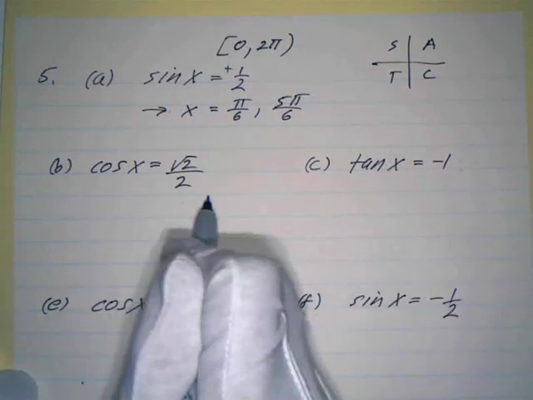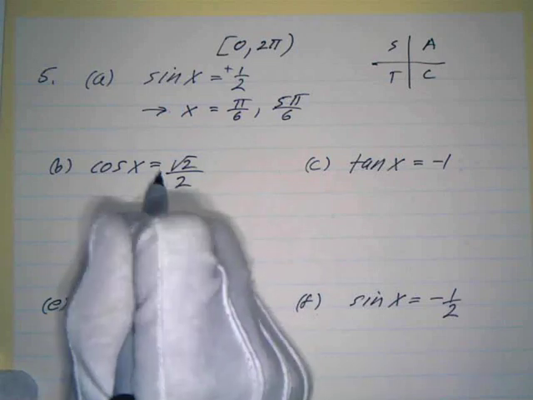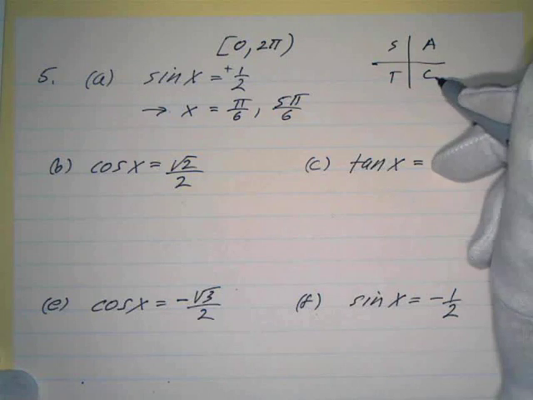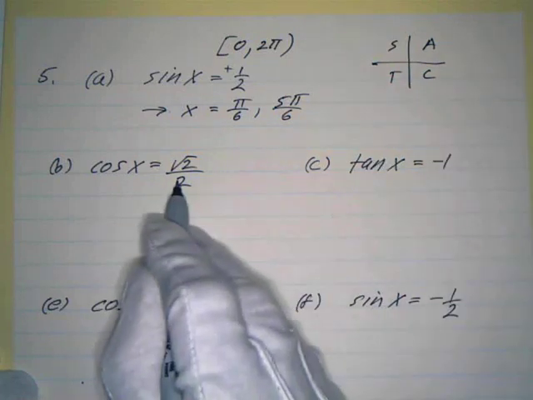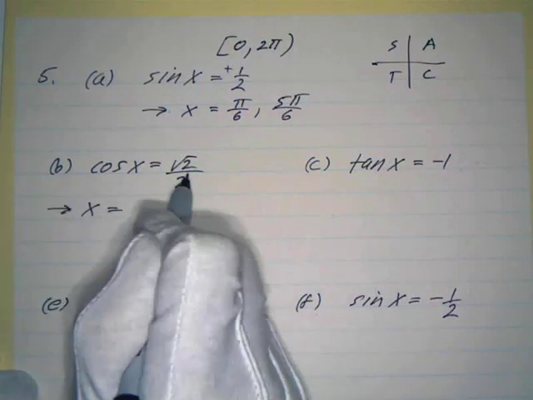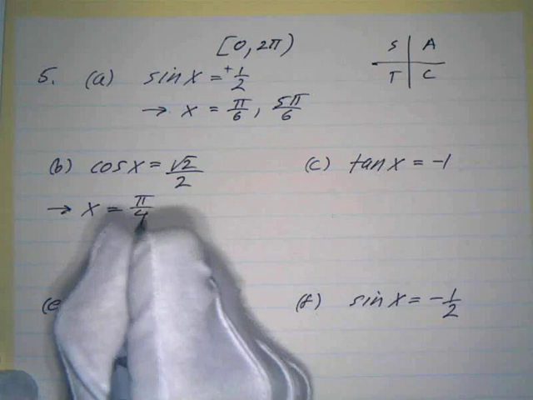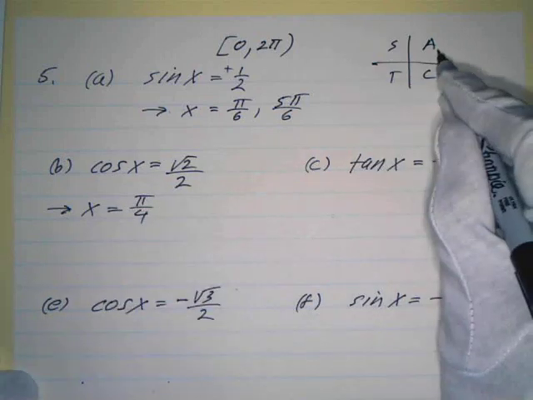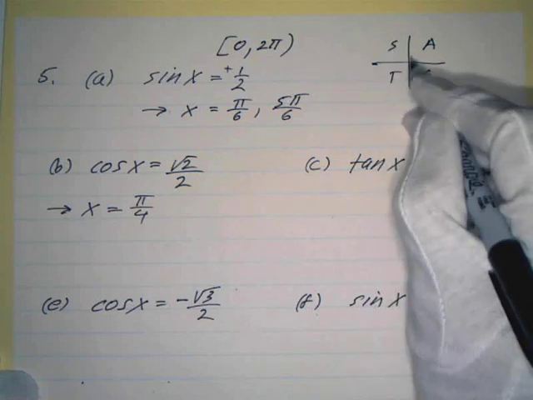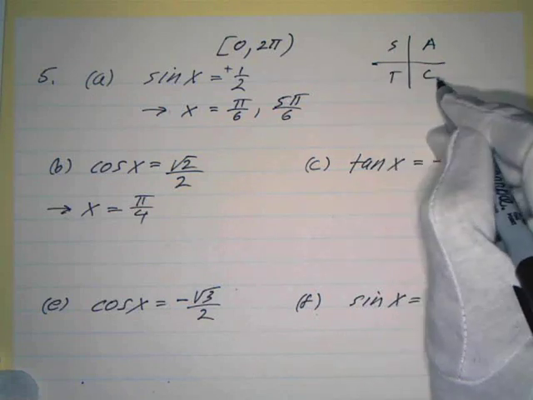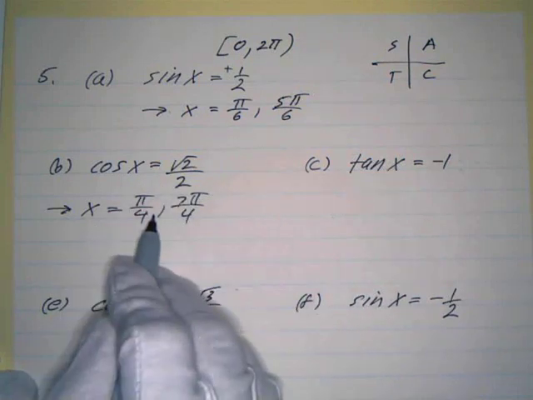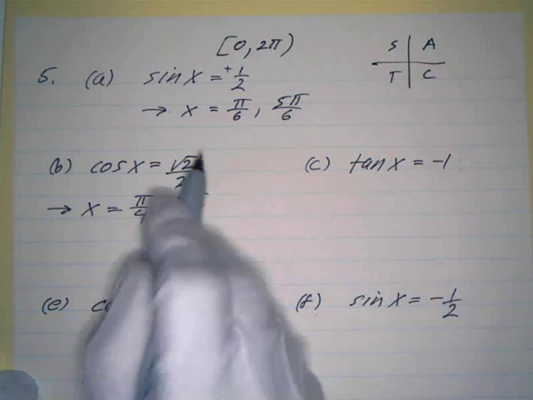Okay, the next one, the cosine equals the square root of 2 over 2. So the cosine is positive, so the cosine is going to be positive in the first quadrant and the fourth quadrant. Now the cosine of x equals the square root of 2 over 2, that implies that x equals, and that was going to be my good old pi over 4. And that's positive in the first quadrant and also in the fourth quadrant, so this is going to be pi over 4 and 7 pi over 4. So those are the two values where the cosine of x is positive, the square root of 2 over 2.